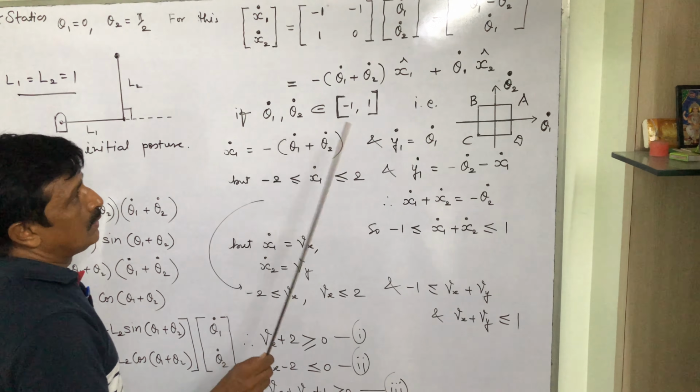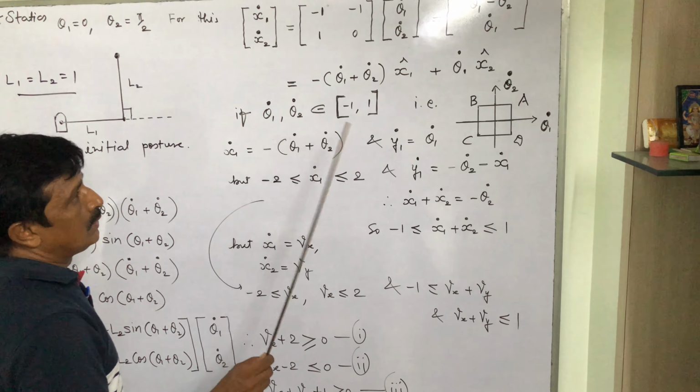This axis is the Vy axis and this axis is the Vx axis. So if we plot these four lines, Vx plus 2 equal to 0, that is Vx equal to minus 2. So this is Vx plus 2 equal to 0, this line. And the other line is Vx minus 2 equal to 0, that is Vx equal to 2. So this is Vy, this is Vx, this is 1, 2. So this is Vx equal to 2, this line, Vx minus 2 equal to 0.